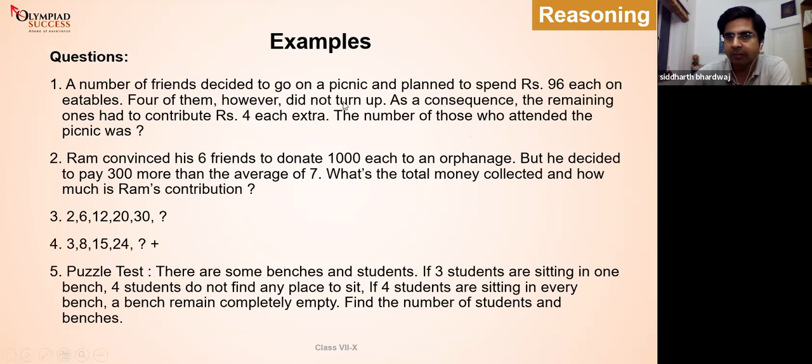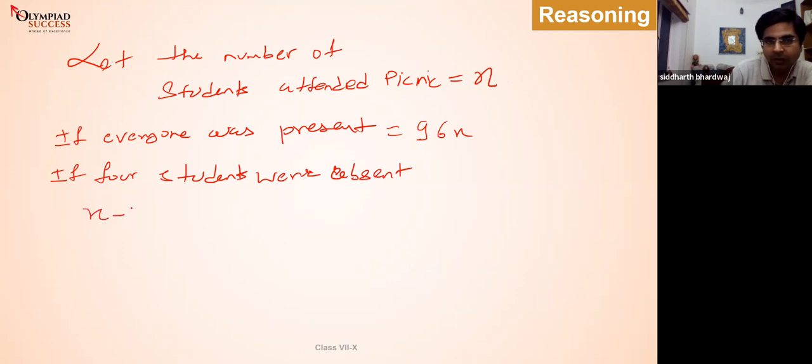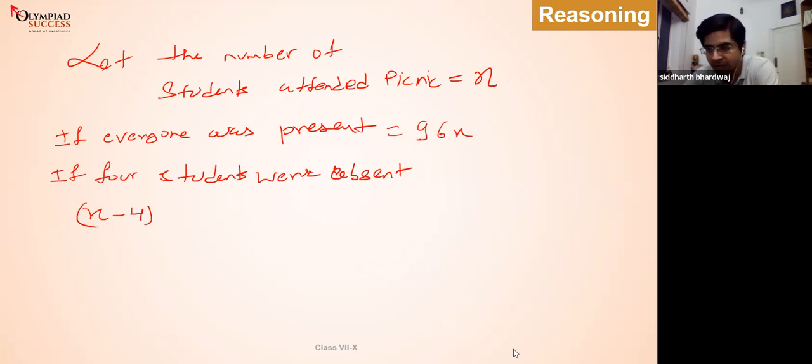Four of them did not turn up on that day. We don't know how many were there, but we know that 4 did not turn up, and now everybody had to pay 4 rupees extra. So if 4 students were absent, what is the number now? This was the actual number, but now 4 are absent. So it would be X minus 4. That is right.